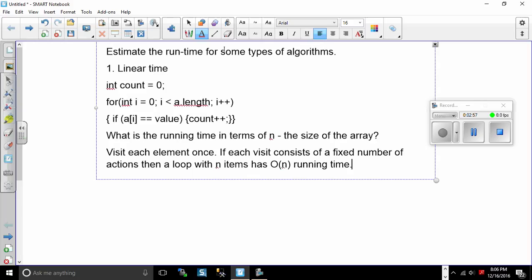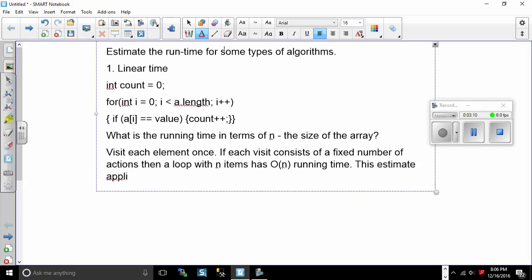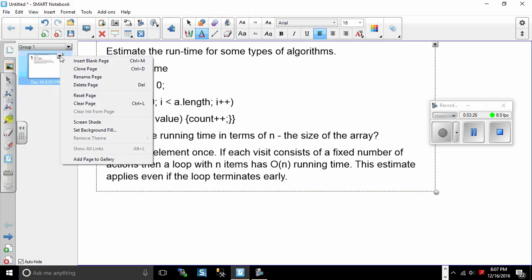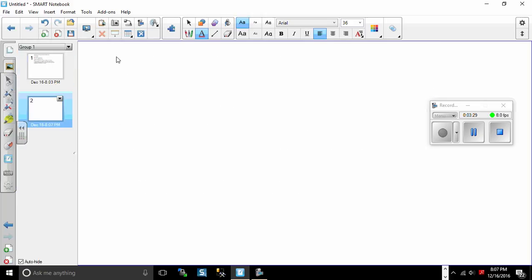This estimate applies even if the loop terminates early. All right, so this is called linear time. There's another estimate for the runtime of an algorithm that's called quadratic time. So let's see what quadratic time is all about.